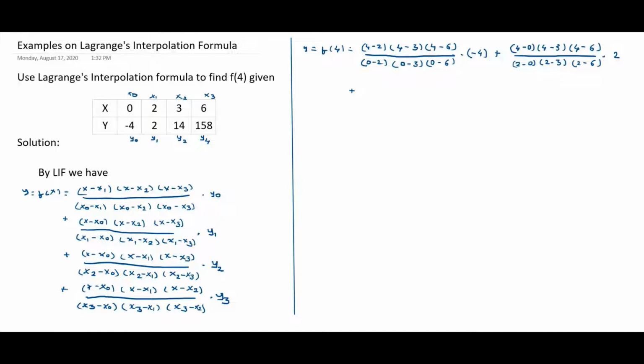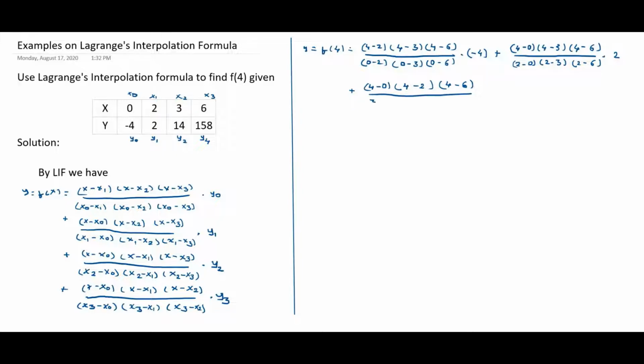Now the third term: x minus x0, that is 4 minus x0, and the x0 value is 0, so 4 minus 0. Then 4 minus x1, and the x1 value is 2. And x minus x3 means 4 minus 6, because the x2 term is absent. And the denominator starts with x2 only.